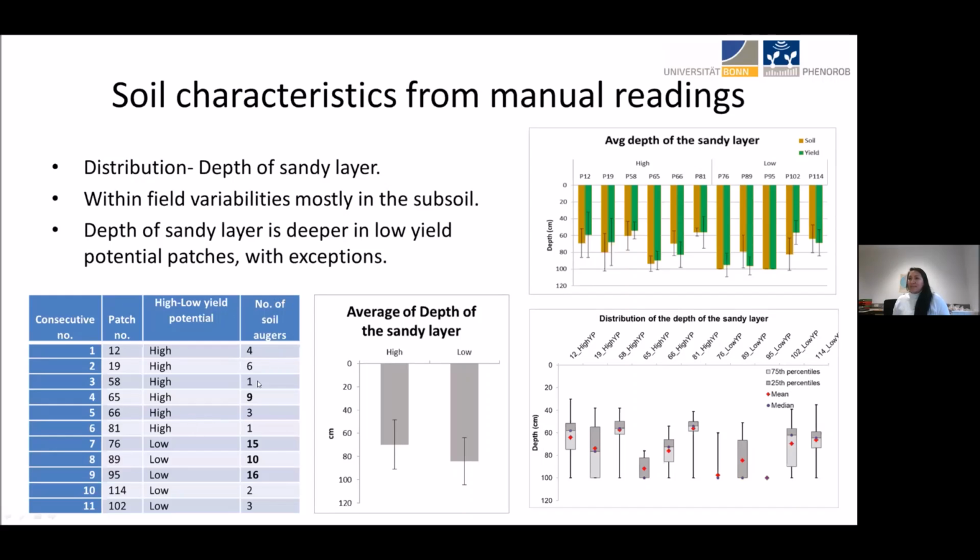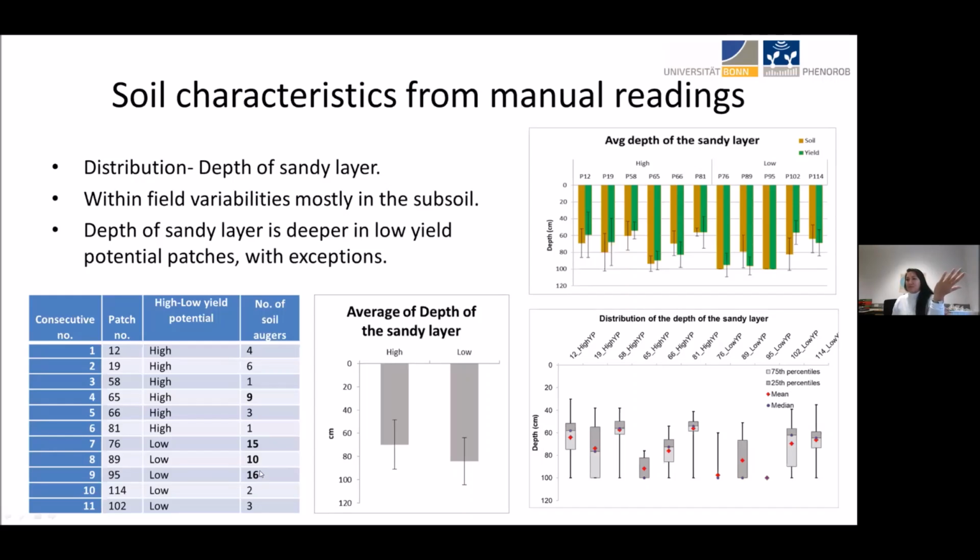Also within this campaign, we identified that some of the soil augers that we sampled have a full sandy profile. And it mostly happens in the low yield potential patches that you can see here. So for example, in patch 76, 15 out of the 16 soil augers that we collected had these fully sandy soil profiles. Then patch 89 had 10 out of 16. And then in patch 95, there were all of them basically.